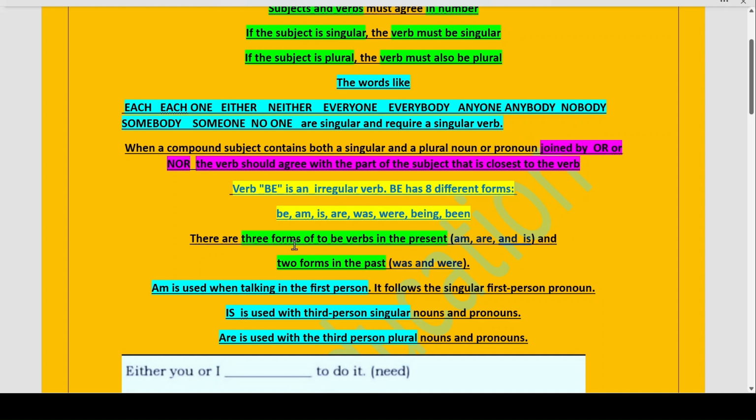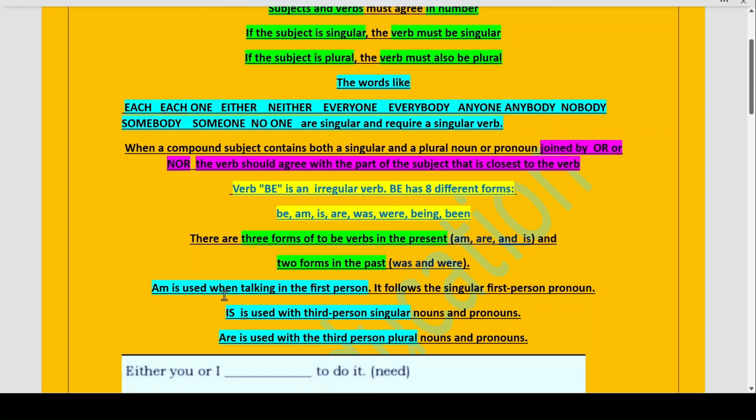Now, there are 3 forms of be verbs in the present. Am, is, and are are your verb forms of be in the present tense. And the 2 forms of the be verb in the past tense are was and were. Now, am, when do we use am? Am is used when we are talking in the first person. Now, as we know, first person, second person, third person, what does it mean, students? First person means I am talking. So, I am the first person. I am talking to you. So, you become the second person. Now, when we both are talking about somebody else, that person becomes the third person.